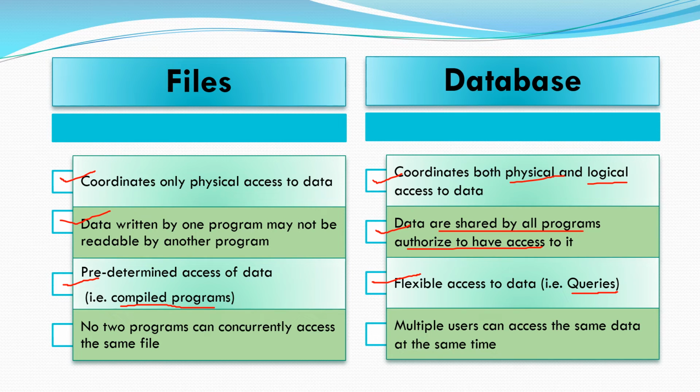Next point is that no two programs can concurrently access the same file. One file is there, a single file, and two programs are there. They are not accessing the file at the same time in a file system, whereas in databases multiple users can access the same data files at the same time. So these are the differences between file systems and databases.